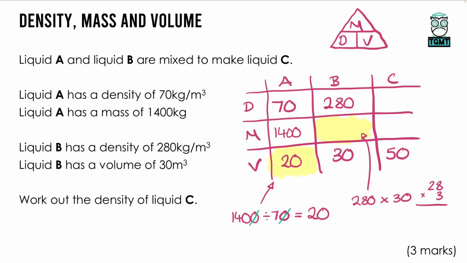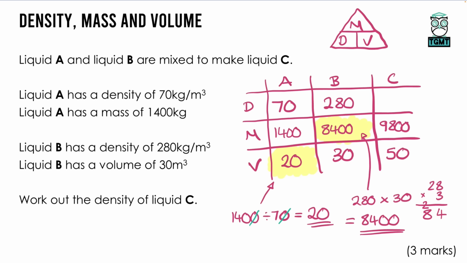3 times 8 is 24. 3 times 2 is 6, plus the 2 is 8. So that becomes 84. So 28 times 3 is 84, and we've got the 2 extra zeros, so in total 8,400, and that is in kilograms. So 8,400 kilograms. We can now add those masses together. In total, that gives us 9,800 kilograms.